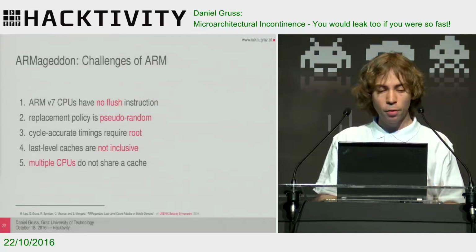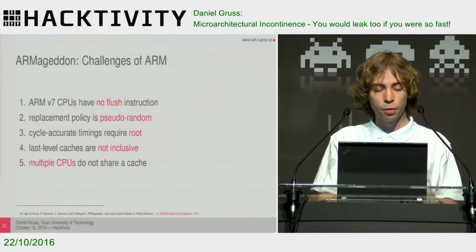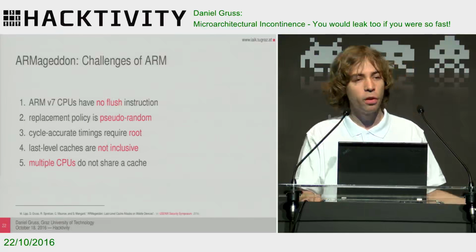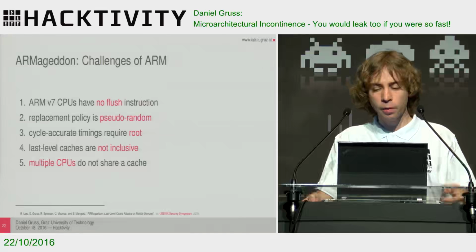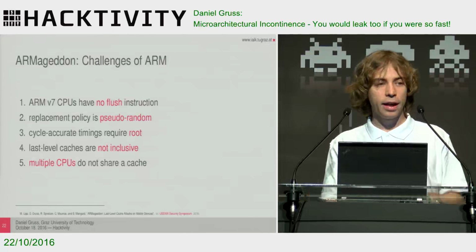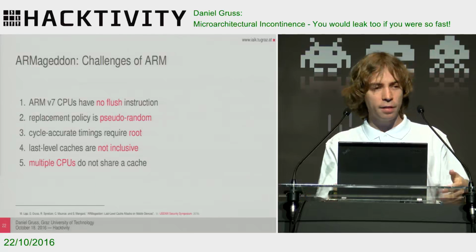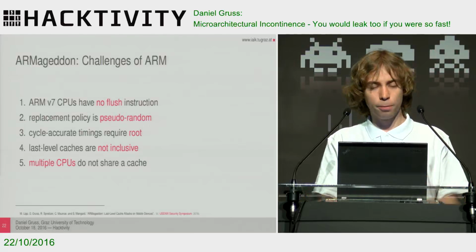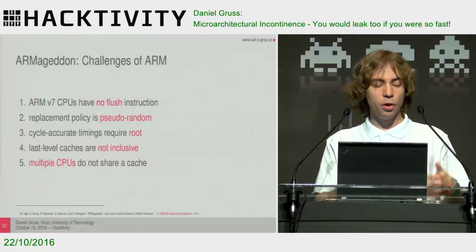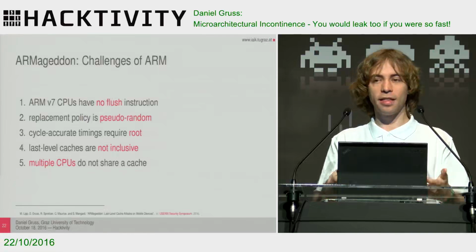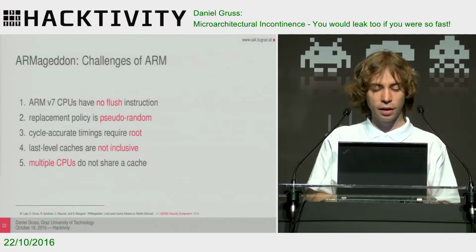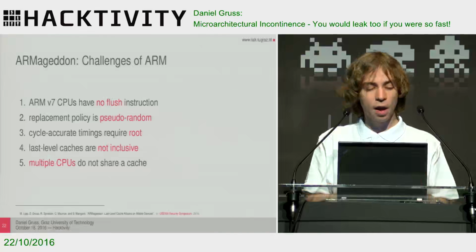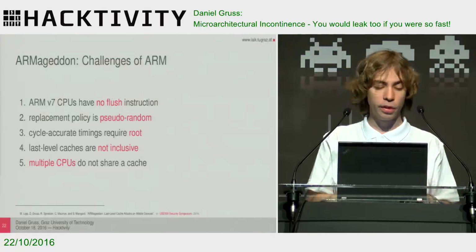Something else we worked on was that we wanted to also perform all these attacks on ARM CPUs. For a long time it was not known whether this is possible, and the reasons were that on older ARM CPUs you don't have a flush instruction. The replacement policy is not really well predictable. Also you don't have RDTSC to get cycle accurate measurements, and the last level caches are usually not inclusive. This changed with the most recent ARM CPUs, but for older ARM CPUs, they are not inclusive.